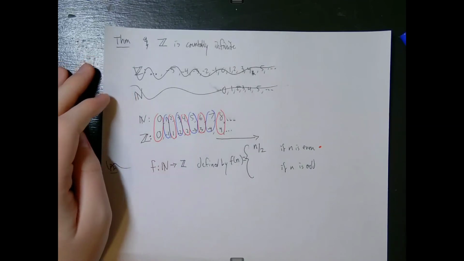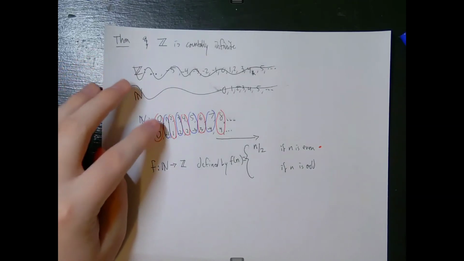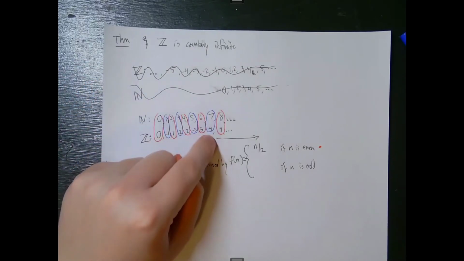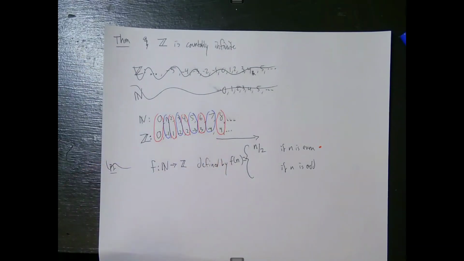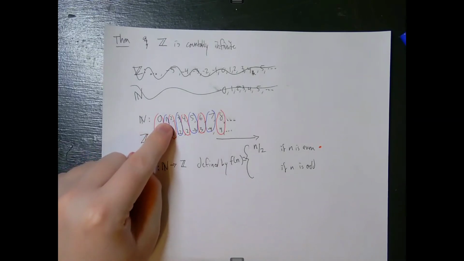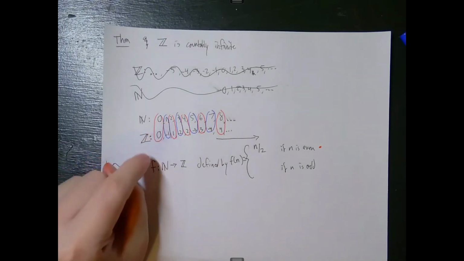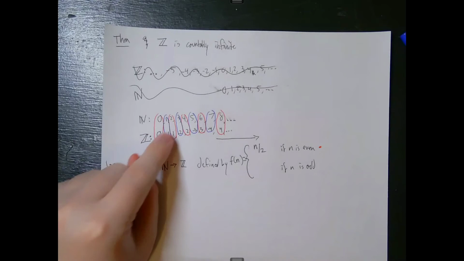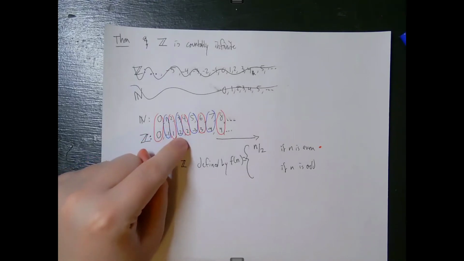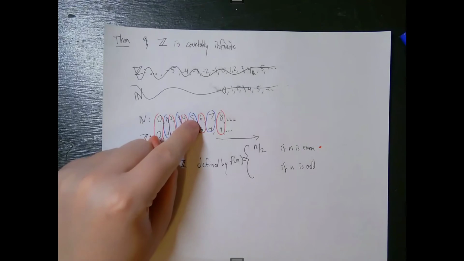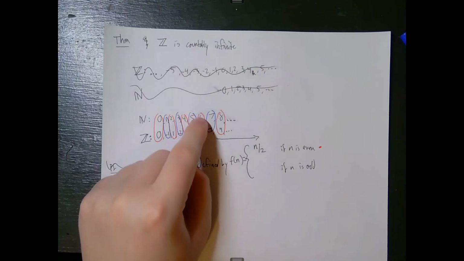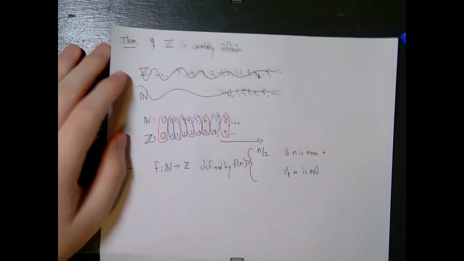Now, when n is odd, this is a little bit trickier because we're matching 1 to -1, 3 to -2, 5 to -3, 7 to -4, and so on. But I think the solution is if we notice that if we add 1 to this natural number, 1 plus 1 is 2, divided by -2, then we get -1. So let's try that out. 3 plus 1 is 4, divided by -2 is -2. 5 plus 1 is 6, divided by -2 equals -3. 7 plus 1 is 8, divided by -2 is -4.